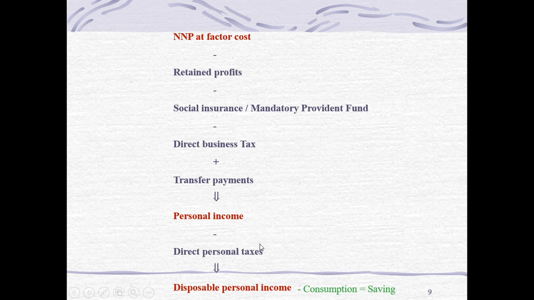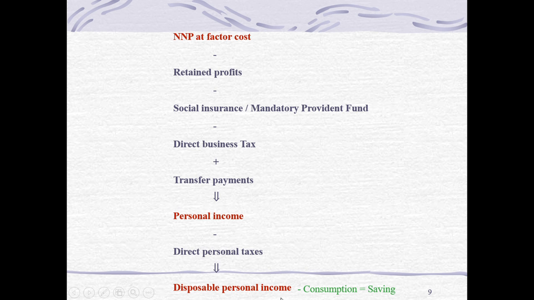There are some personal taxes you pay, even if you are an employee, especially if you are working in a government agency. Before the money gets into your hand, the tax is already deducted. So subtracting direct personal tax from personal income, the final thing we have is disposable personal income. That is the money in your pocket.